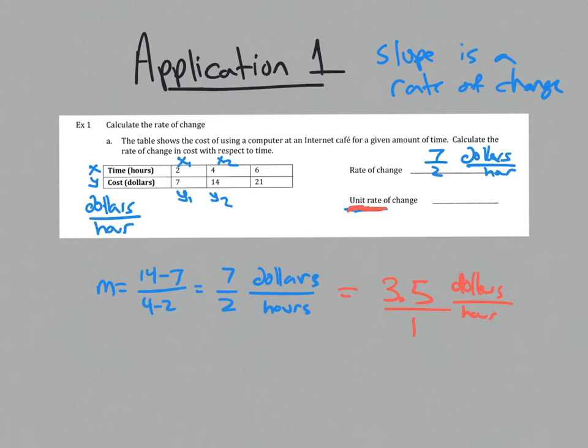So my unit rate of change is, and you could even, if you want, write it with a dollar sign, $3.50 per hour. That's a lot more helpful or understandable than 7 over 2 dollars per hour. All right, we don't understand that as well. So the unit rate can be really helpful. So let's do one more application problem.